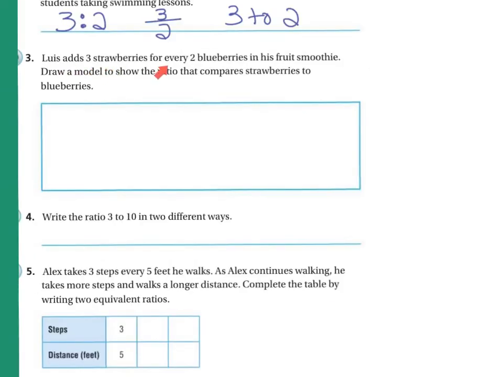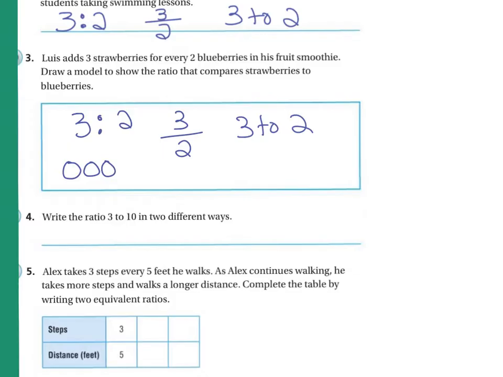Luis adds 3 strawberries for every 2 blueberries in his fruit smoothie. Draw a model to show the ratio that compares strawberries to blueberries. So we've got 3 for every 2. So 3 to 2. And if I'm drawing a model, I would draw 3, and let me change the color here, to 2.